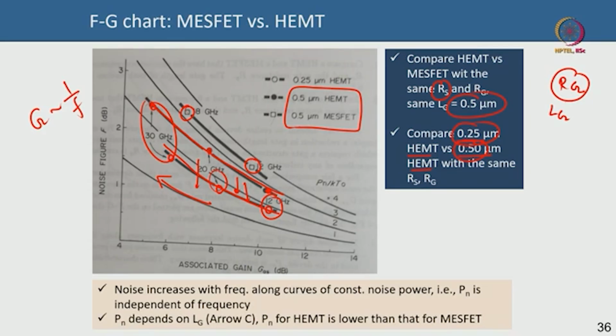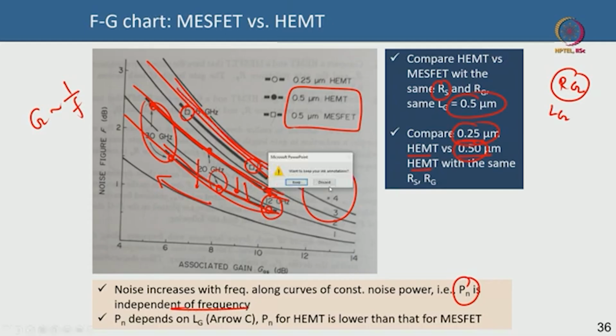But it also means that if you are looking at just a single curve, say MESFET or a HEMT at 0.5 micron, you can see that this is 12 gigahertz, 20 gigahertz, 30 gigahertz, they all go along a constant line here. If they go along a constant line, it means that the Pn by kT ratio is constant, which means the power Pn is fairly independent of frequency, because at a constant power only you are travelling across this curve, correct? At a constant power you are able to travel along the curve.